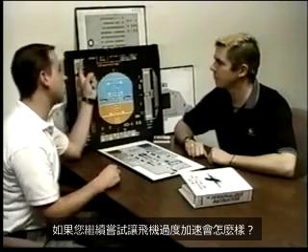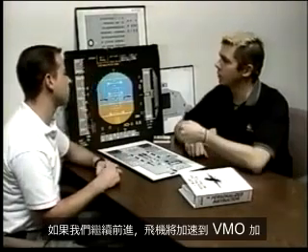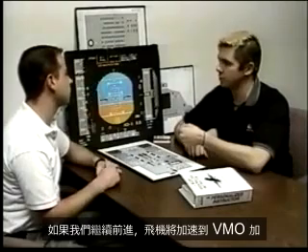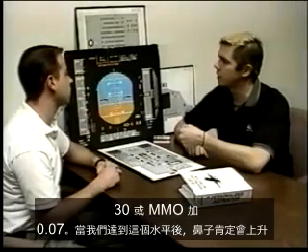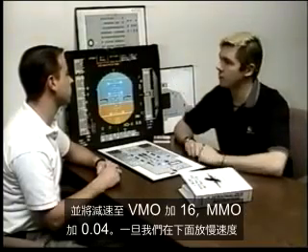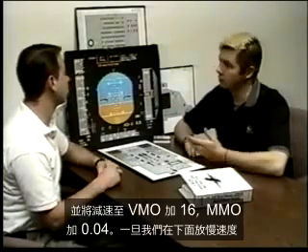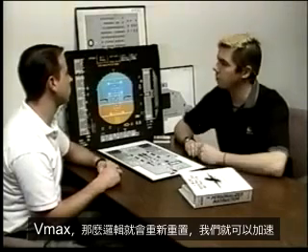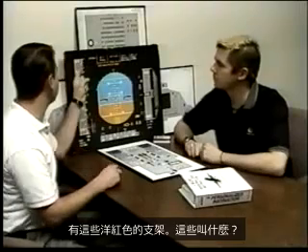What if you continue to try to over-accelerate the aircraft? If we continue to push forward, the aircraft would accelerate to VMO plus 30 or MMO plus 0.07. After we reach that, the nose would definitely come up and would decelerate to VMO plus 16, MMO plus 0.04. Once we slow down below Vmax, then the logic would be reset and we could accelerate back to VMO plus 30.